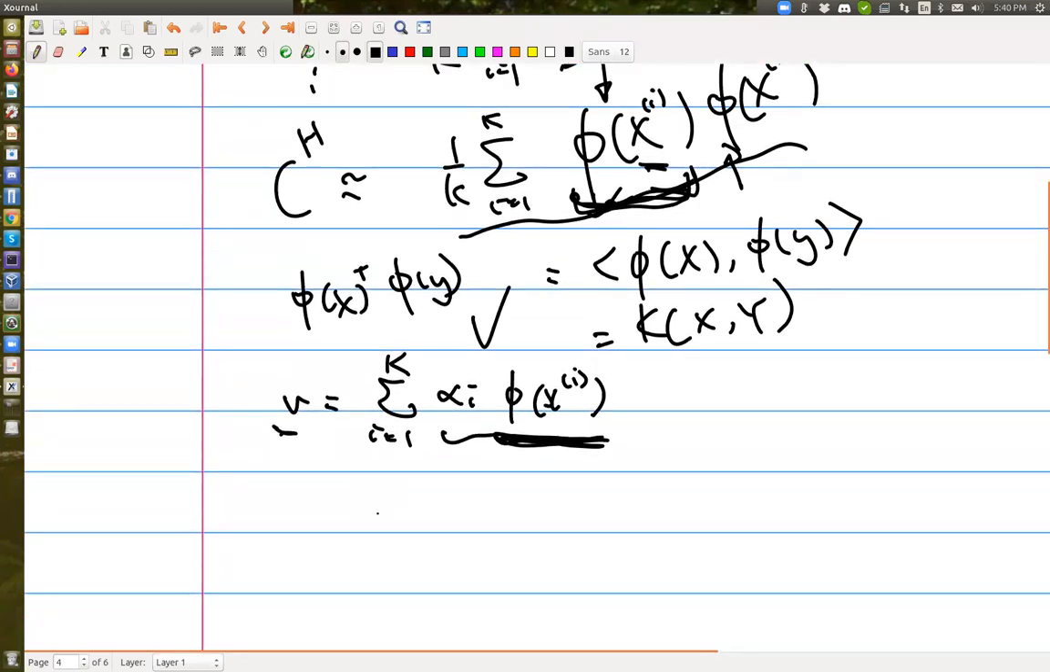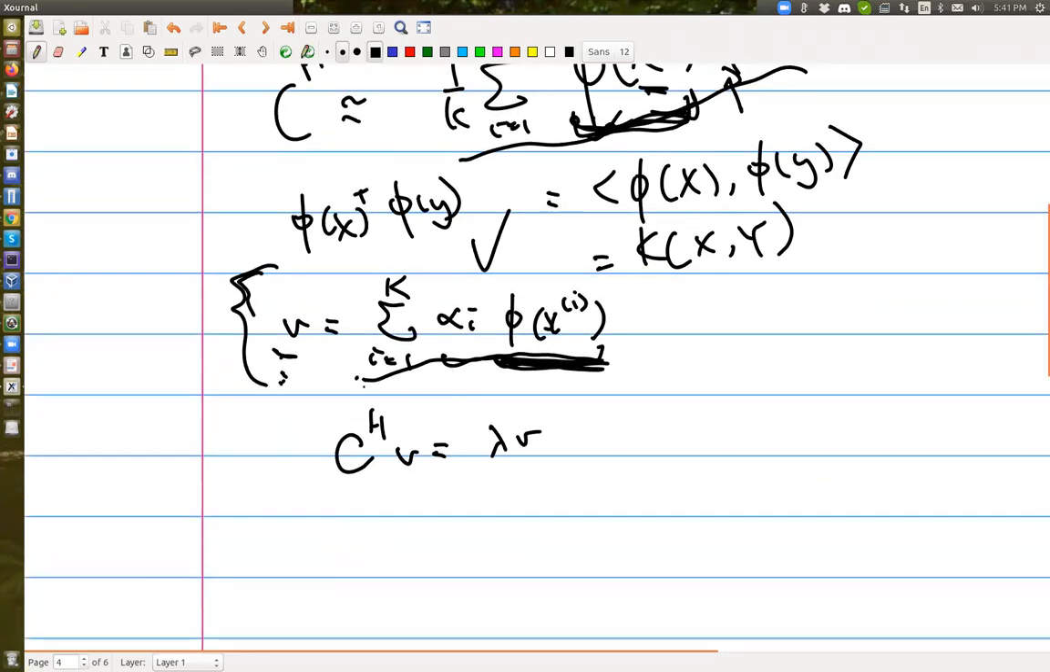Actually, I can show that. Of course, you may wonder how do I know this is actually an eigenvector. I want to make sure this is an eigenvector of CH, so I hope that CH V is equal to lambda V for some V representing this form here. Luckily, it turns out it really is the eigenvector, and it can be shown pretty easily. So I have CH V equal to lambda V here.